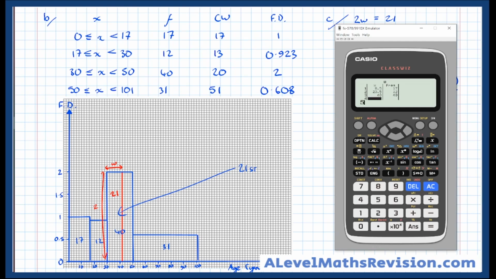And 50 plus 101 divided by 2. And we've got 31 people in that class. Then pressing OPTN takes us to this menu. I'm going to do a one variable calculation, which is option 3. So the mean we can see is 43.35.